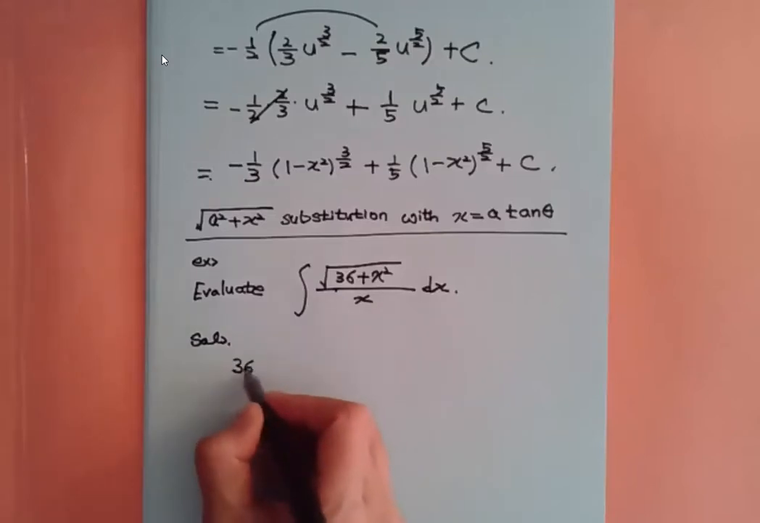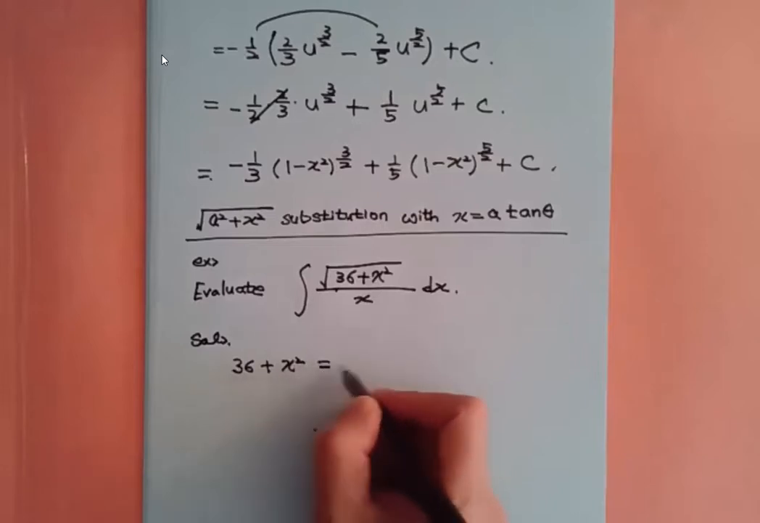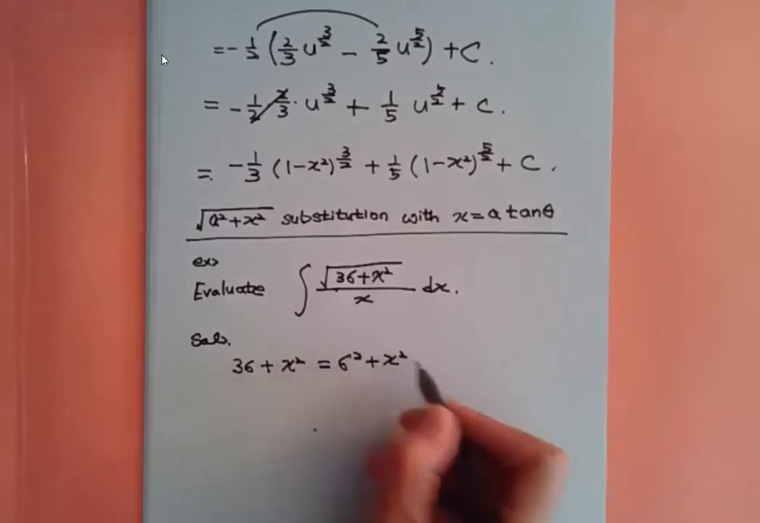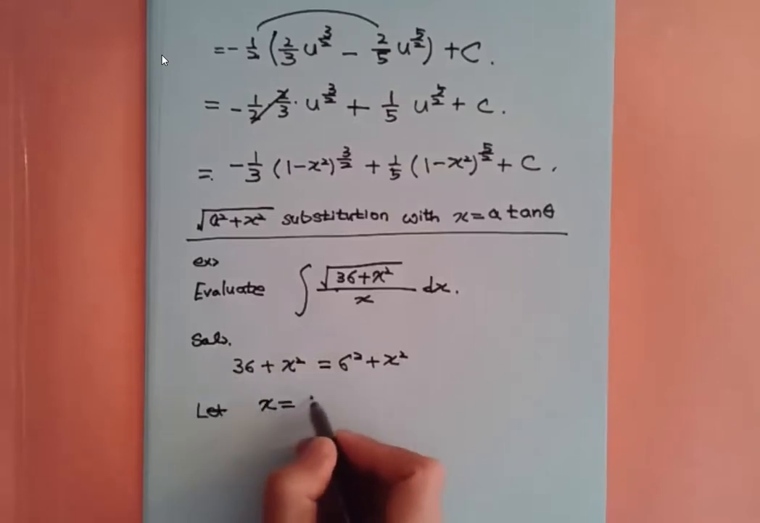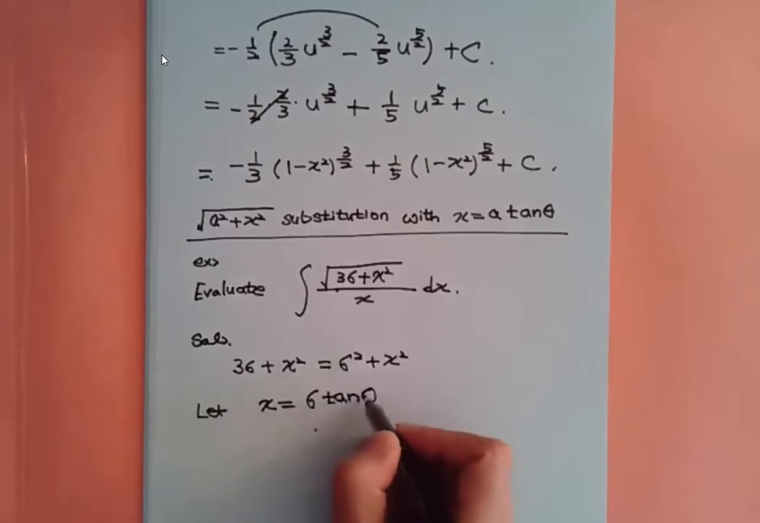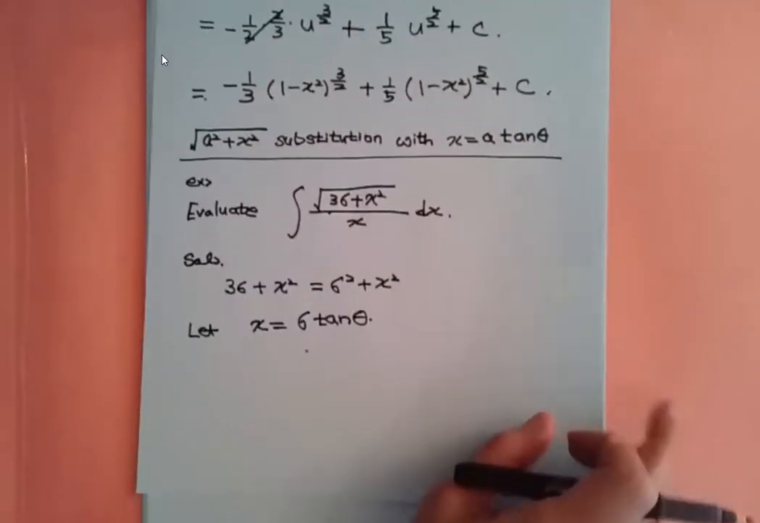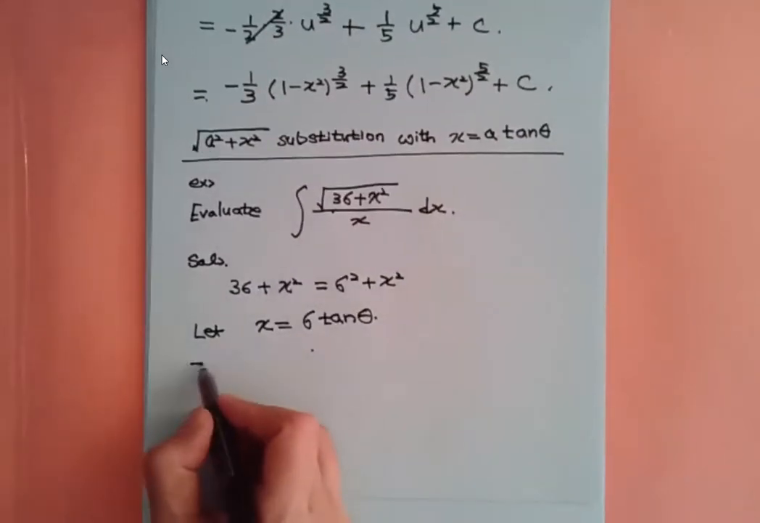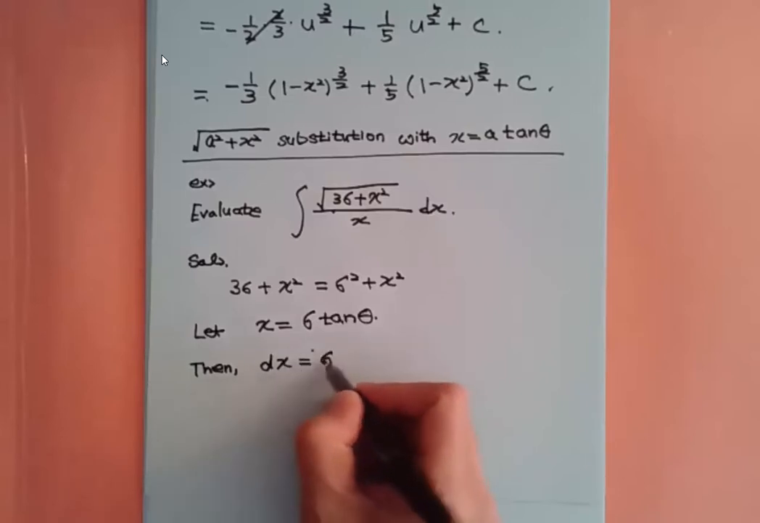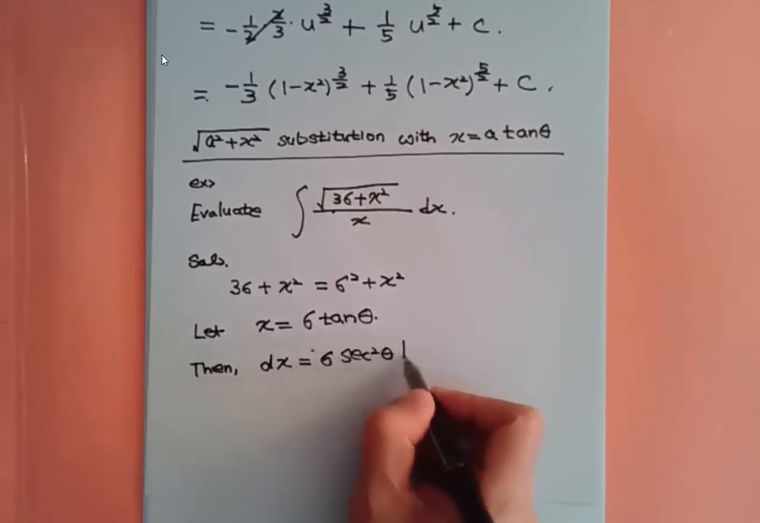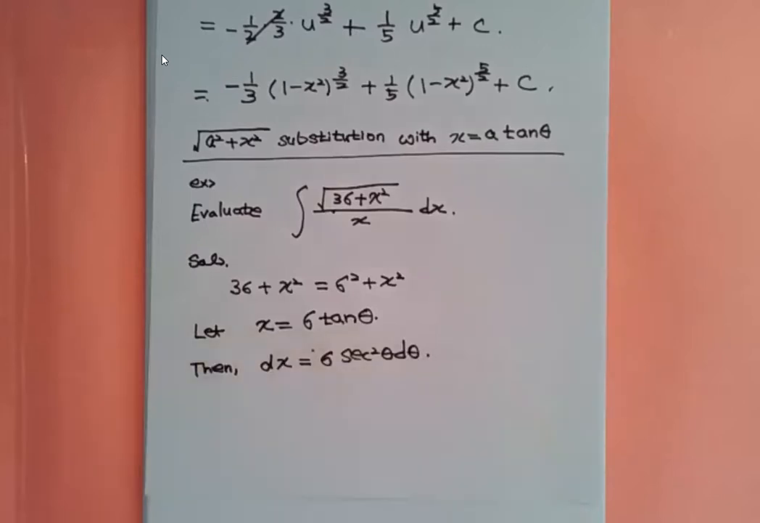So 36 plus x squared equals 6 squared plus x squared. So we will put x equals a tangent theta, where a is 6, since those are added. Then dx equals 6 times secant squared of theta d theta. With this information, we will do the substitution.